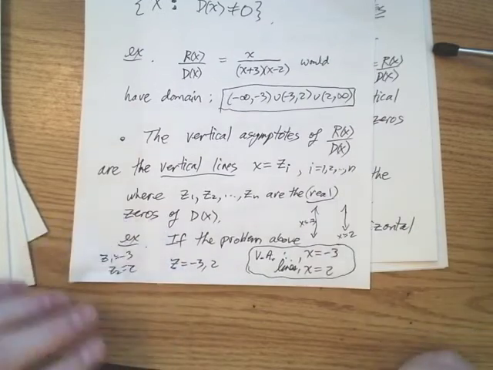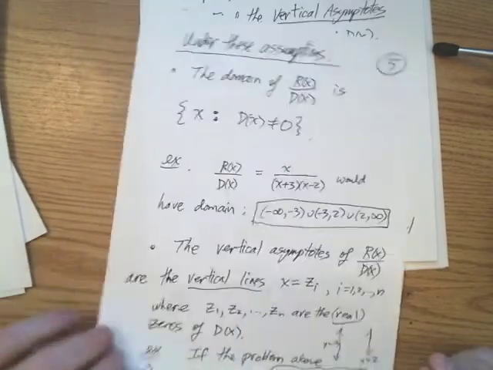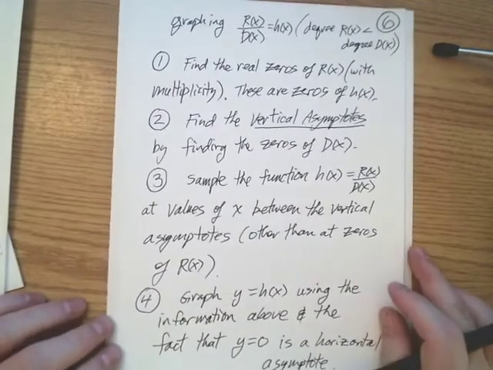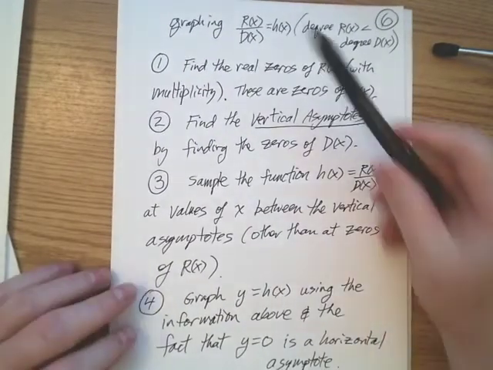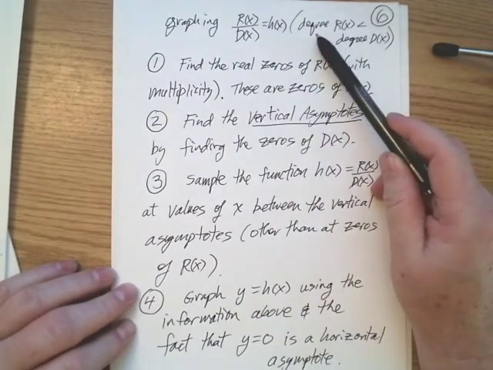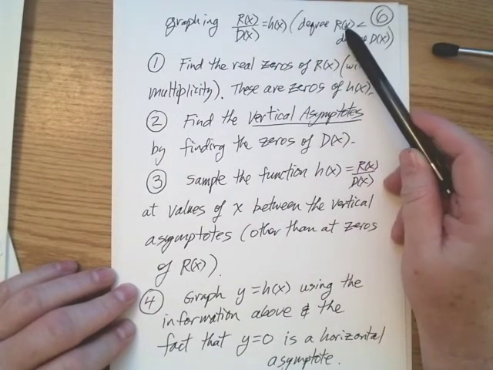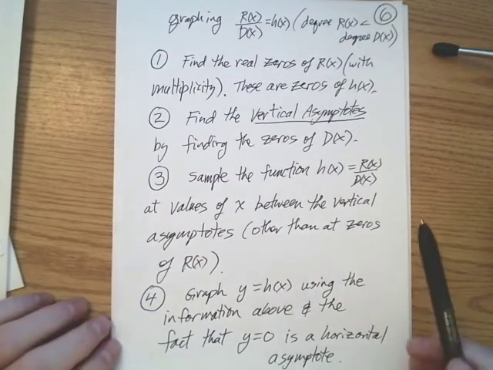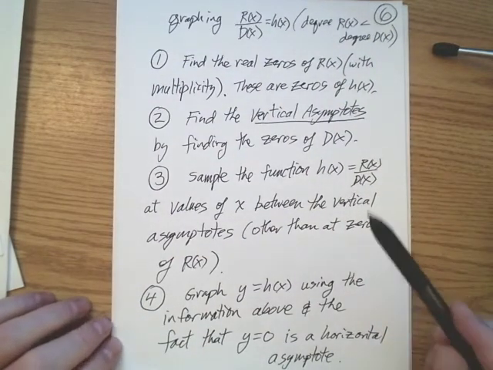So just like the type of thing that happened in our previous video. Okay, now we're going to be talking about graphing r(x)/d(x), which I'm going to call h(x). I'm going to assume under this situation, just re-emphasizing here, that the degree of r(x) is strictly less than the degree of d(x). Here's what we're going to do to get our graphs. It's not going to be that bad.